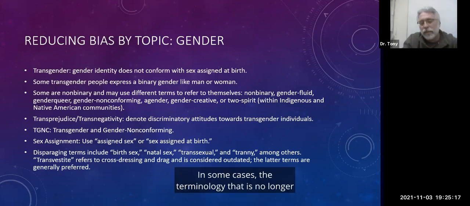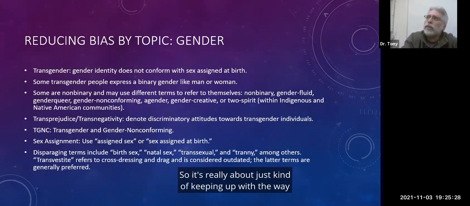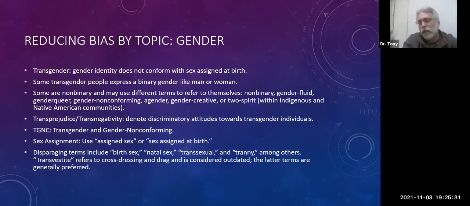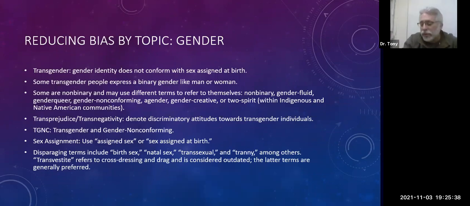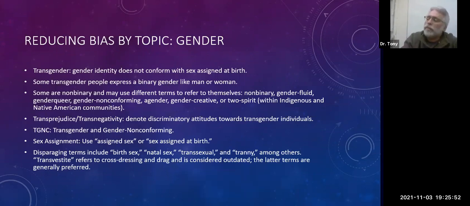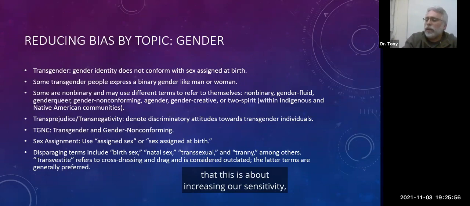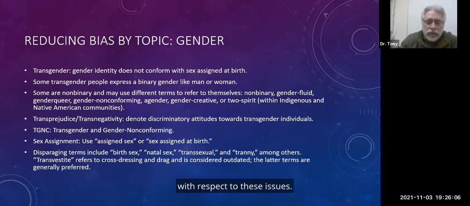In some cases, the terminology that is no longer preferred is not necessarily offensive. It's just not really used anymore. So it's really about keeping up with the way the language is evolving to keep up with our increasingly sophisticated understanding of these issues. Obviously, some things are considered derogatory slurs, completely offensive, and you really don't want to use those. But again, this is about increasing our sensitivity, using our language to show that sensitivity. This is where the language is right now with respect to these issues.